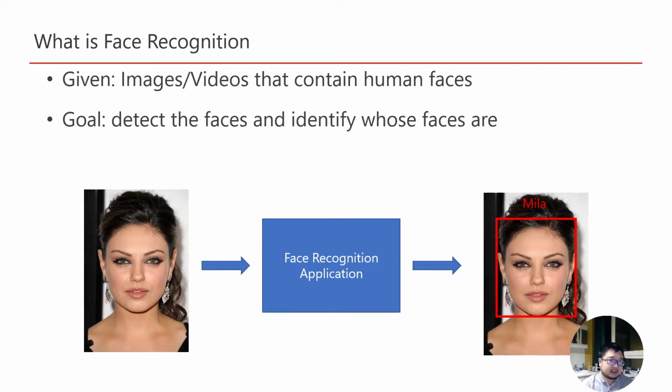So what is face recognition? In face recognition, you are given images and videos that contain human faces, and this application is gonna detect the faces and also identify whose faces they are. A typical application is the security system in the airport. When you are going through the security check in the airport, normally it requires you to do a face recognition, so you make sure that whoever is taking the flight is matching the identity of the actual person.